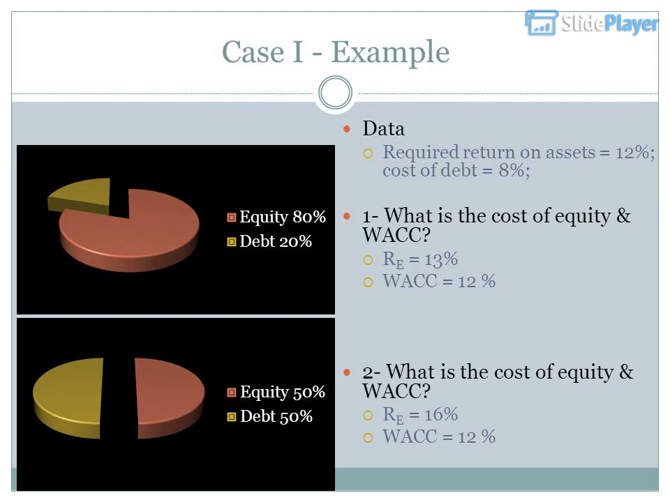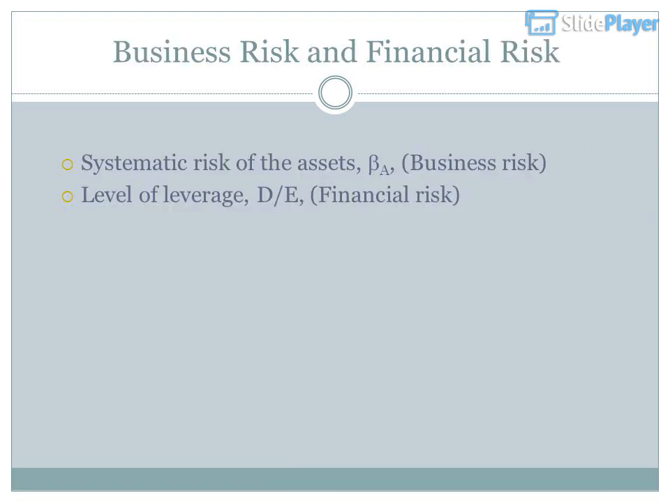Case I. Example data 1. What is the cost of equity and WACC? Required return on assets equals 12%, cost of debt equals 8%. 1. What is the cost of equity and WACC? RE equals 13%. WACC equals 12%. 2. What is the cost of equity and WACC? RE equals 16%.